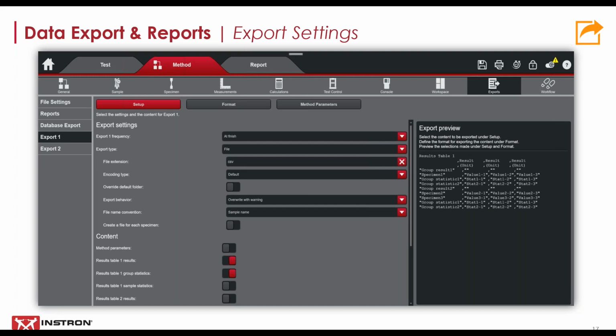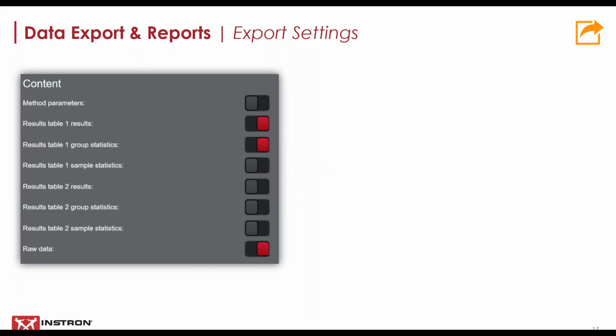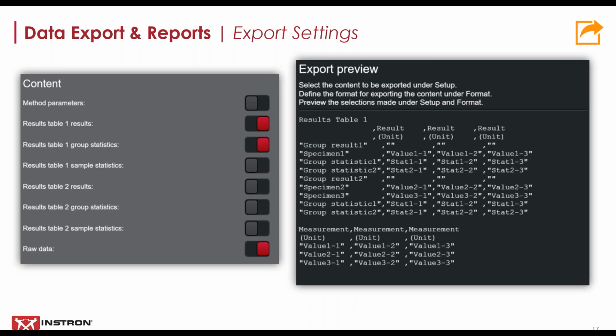Within this screen, there are two sections of customizable options that I want to highlight. The first is for the actual data that gets exported. In this content menu, you can select which results tables are exported, whether you export sample or group statistics like Dan talked about, and if you want the method parameters exported as well. Like with the report template, all of these selections are immediately previewed on the right side of the screen.